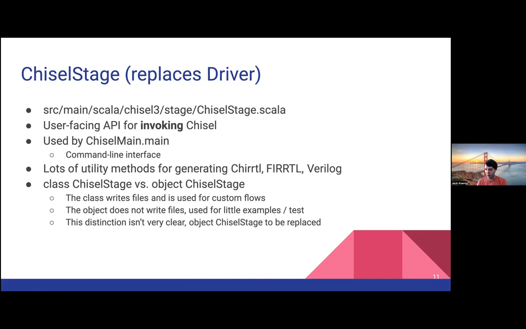ChiselStage is something you've all probably seen to invoke Chisel. It replaced something that used to be called Driver. One weird thing, I don't know why we did it this way, but there's class ChiselStage, which is new ChiselStage, versus object ChiselStage, which is when you just do ChiselStage without calling new. The main distinction between them is that the class version will often write files to disk. So if you invoke new ChiselStage.emitVerilog, it's going to write a Verilog file. If you do the object one, it just does stuff in memory. It's really not great. We really need to distinguish this better, but if you see examples using new ChiselStage versus just ChiselStage dot, that's kind of the difference. It's not very clear.